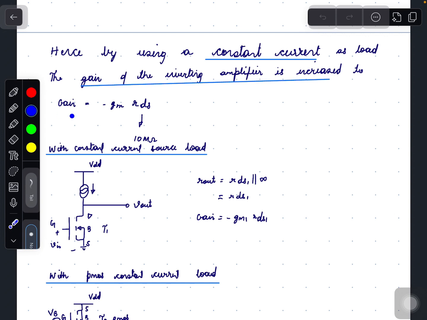And now the gain equals minus GM times RDS, where RDS will be in the range of several mega ohms. With a constant current source as load as shown here, Rout of this circuit will be RDS1 parallel with infinity, that is, the constant current source will be open for small signal analysis. So the gain of this circuit equals minus GM1 times RDS1. So the gain is very high.